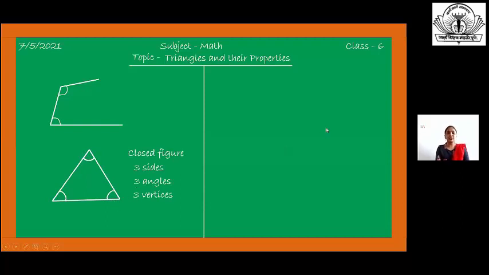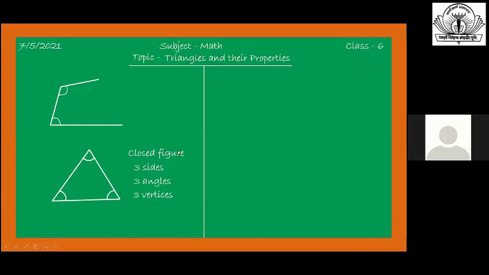So if anyone asks us the definition of a triangle, we say that it is a closed figure having 3 sides, 3 angles, and 3 vertices. This is the proper definition of a triangle. Has everyone understood this definition? Yes, ma'am. Shall we proceed further then?